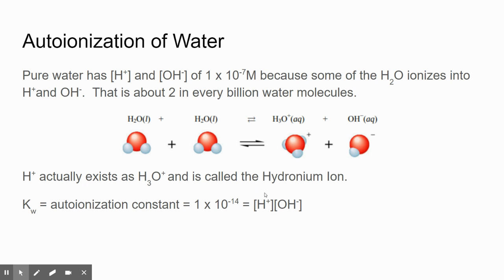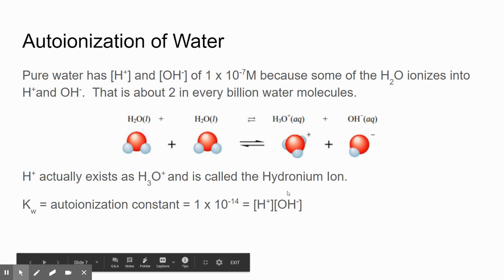So basically, if H plus goes up, OH minus goes down. If OH minus goes up, H plus goes down. But this multiplication, these two multiplied together, will always give us 1 times 10 to the negative 14.